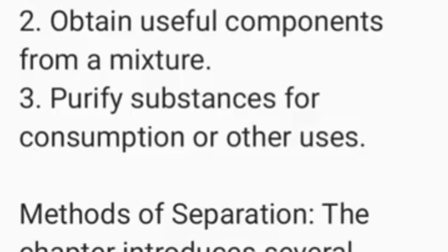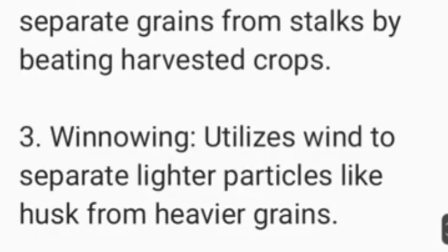Methods of separation. The chapter introduces several techniques for separating substances, each suited to a specific type of mixture. 1. Handpicking, used for large-sized impurities, such as removing stones from grains. 2. Threshing, a method to separate grains from stalks by beating harvested crops. And 3. Winnowing, which utilizes wind to separate lighter particles, like husk from heavier grains.